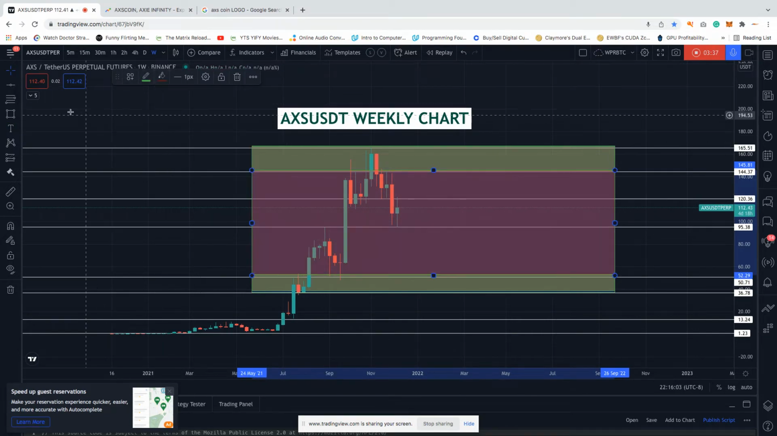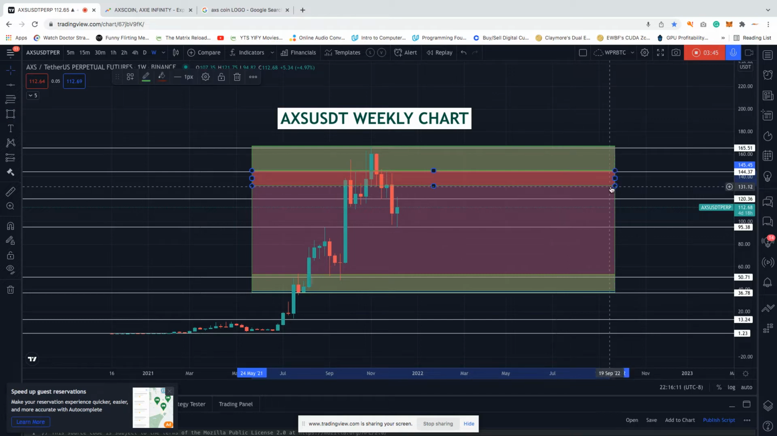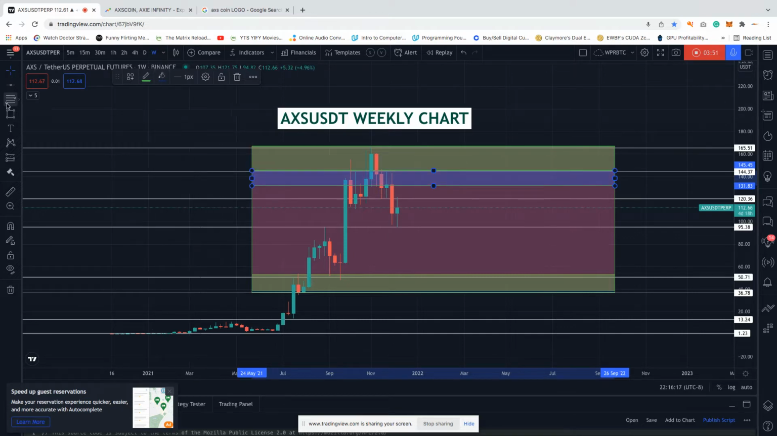Now remember, every chart has its own drawing. It is not what you see in Bitcoin that you're going to see in Ethereum, and it is not what you see in Ethereum that you're going to see in probably another coin. This is the reason why you have to draw every chart to know what is happening.